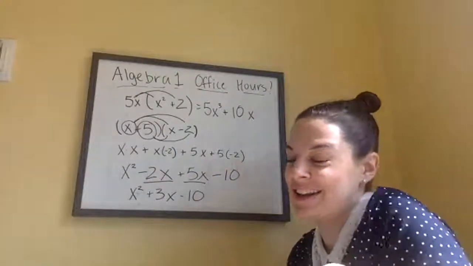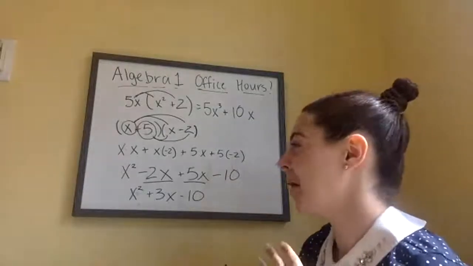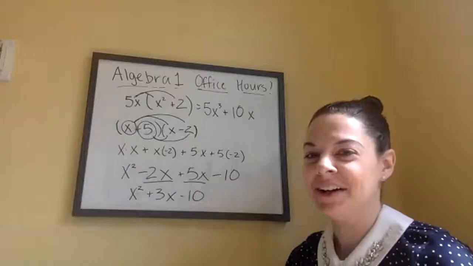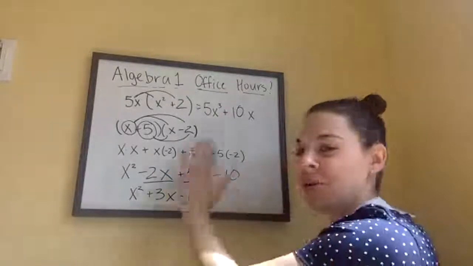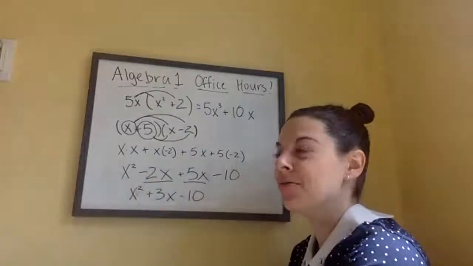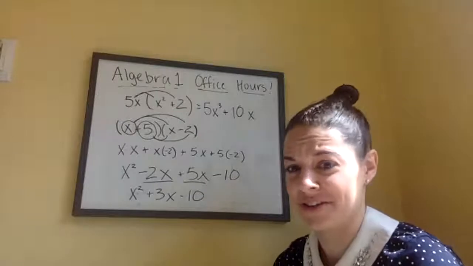This is not something that we expect you to know right now. This is an advanced level of multiplying polynomials, or multiplying things together. It's the next level of distribution. So don't worry if you don't understand this. That's okay. We're going to get back to this when we come back from this coronavirus break.